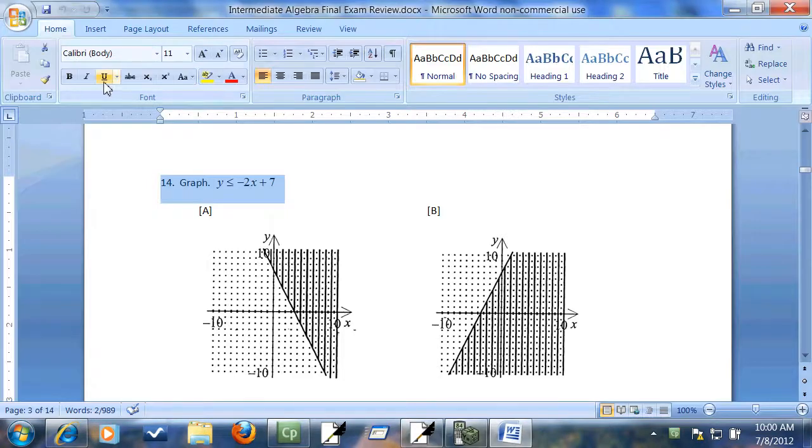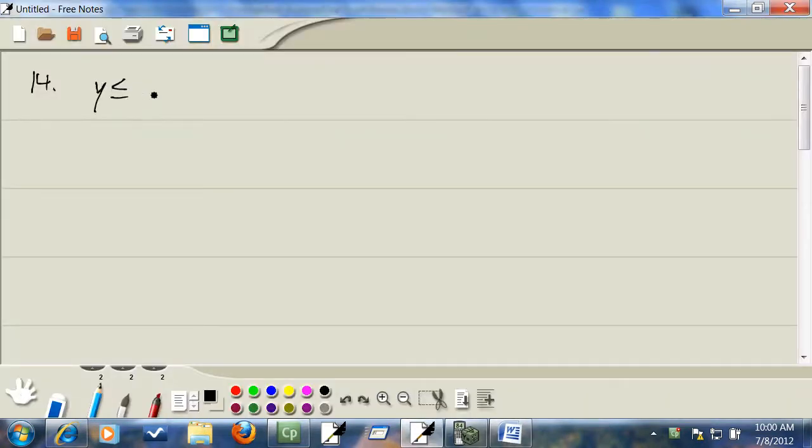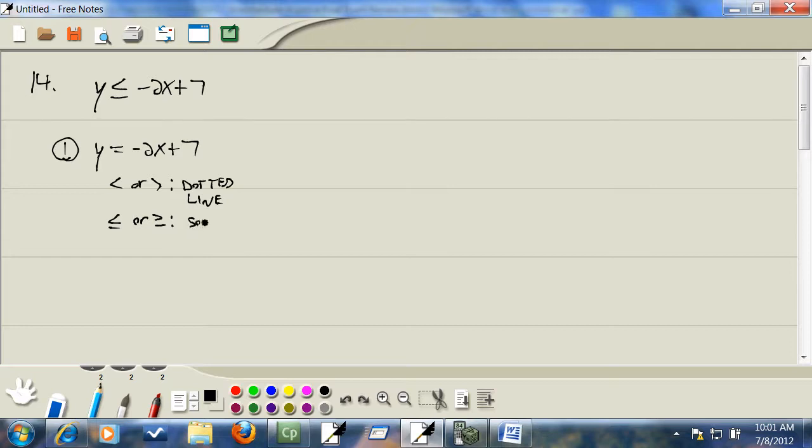So 14, we got y is less than or equal to negative 2x plus 7. Now, first thing we're going to do is graph this right here: y is equal to negative 2x plus 7. So you pretend the inequality symbol is equal to, with the stipulation that if you have a less than or greater than in your problem, you'll use a dotted line. If you have a less than or equal to or greater than or equal to, you'll use a solid line.